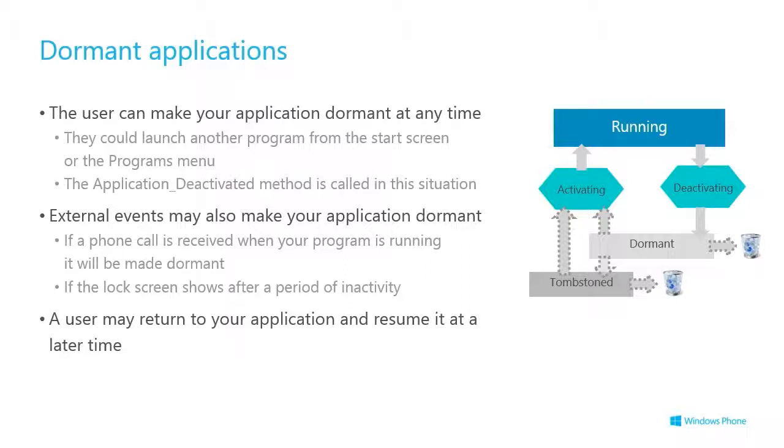So there are a number of ways that a user can make your application go dormant at any time. The lock screen could come up because they haven't used the phone for a period of time. They could get a phone call. Let's not forget these devices are actually for making and getting phone calls. It's easily forgotten. Or the user could press the start screen and go and run another program. That's actually what I did there, hitting the start button to go to the applications menu, or the start screen, so that you could start another application. So all of that is ways this could happen.